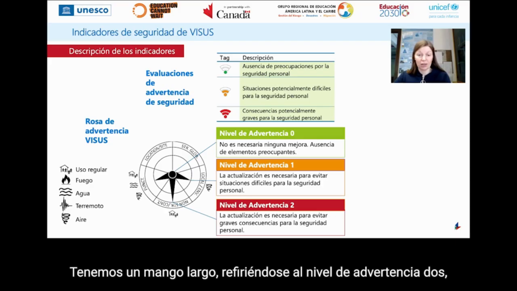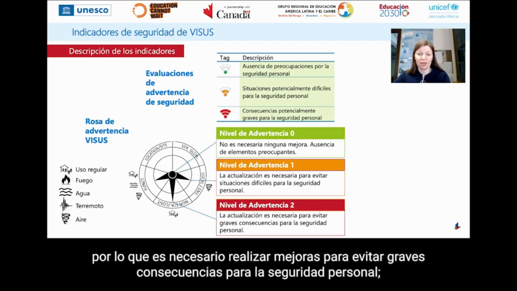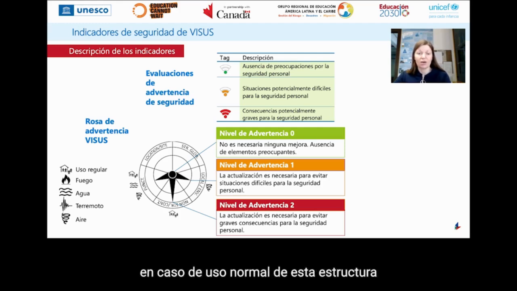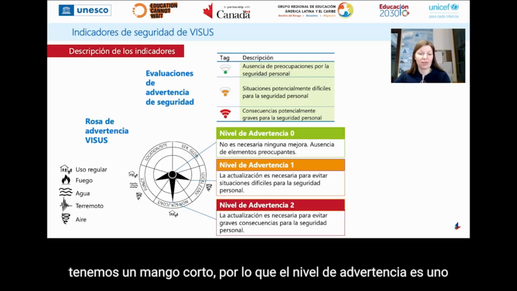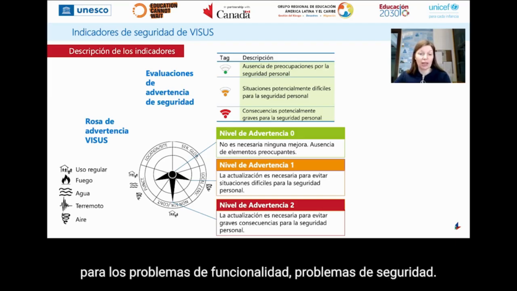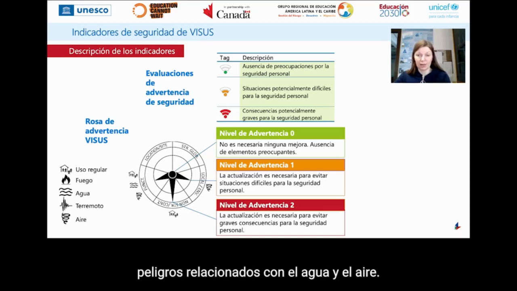We have a long needle referring to warning level 2, so upgrading is needed to avoid heavy consequences for personal safety in case of ordinary use of the structure for the non-structural content evaluations. Finally, we have still a short needle, so warning level 1, for the functionality issues, safety issues, and we see that this needle is related to ordinary use, water and air-related hazards.